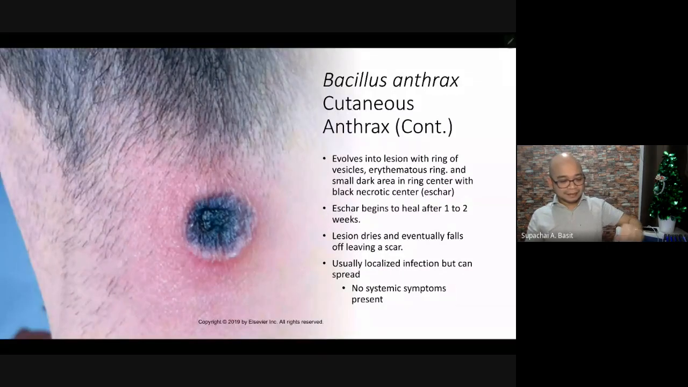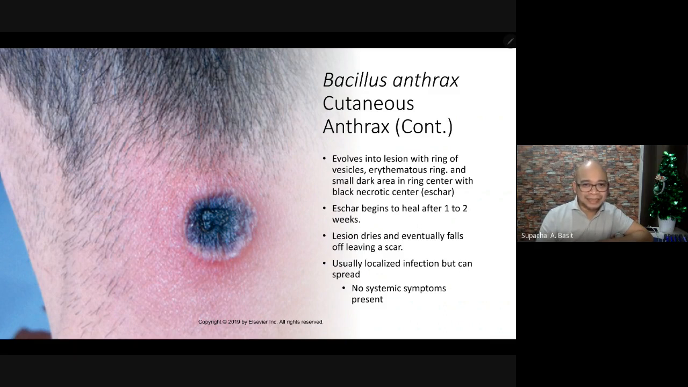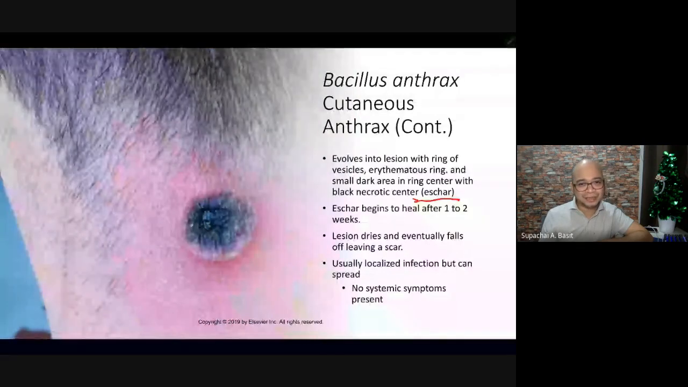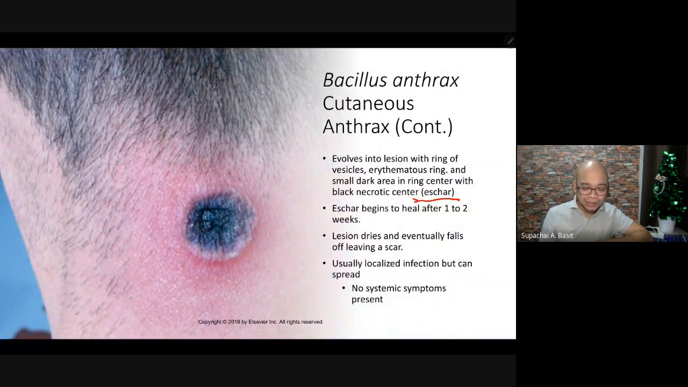Okay, so the cutaneous anthrax should evolve into a lesion in a ring: a vesicle, an erythematous ring, and a small dark area in the center. So there is a black necrotic center. This black necrotic center is called an eschar. The scar begins to heal in 1 to 2 weeks, and the lesion will dry and eventually fall off, leaving a scar.